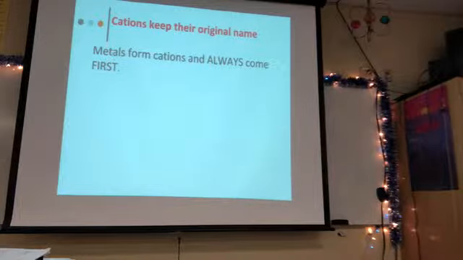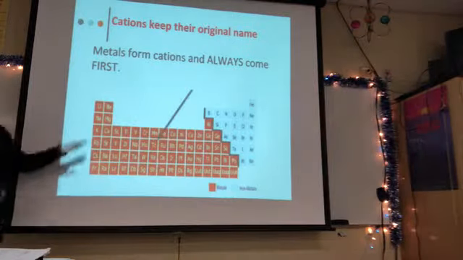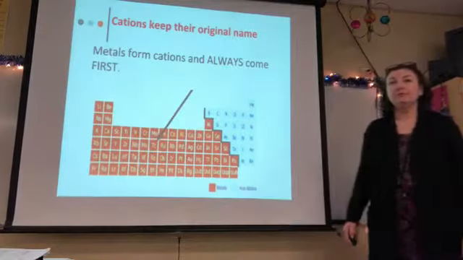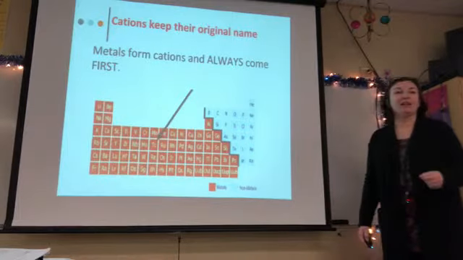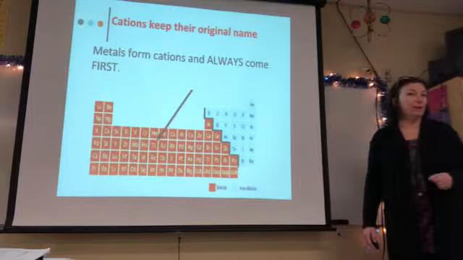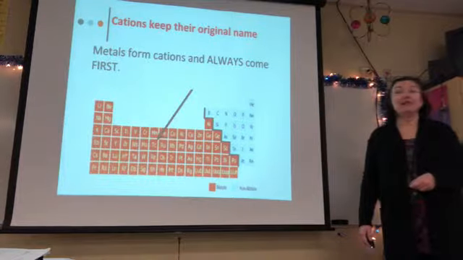Metals form cations and always come first in the compound. Probably should put that down. They always come first in the compound. Always, always. Does that make sense? Yes? And again, my metals are on the left-hand side of the periodic table. The first element for an ionic compound has to be a metal. The second element has to be a nonmetal. Okay? That's how you know it's ionic.